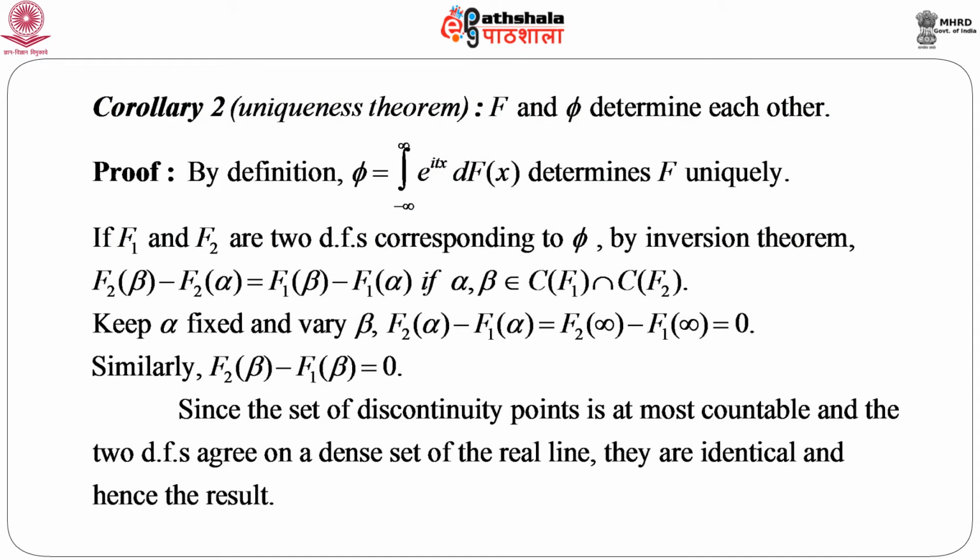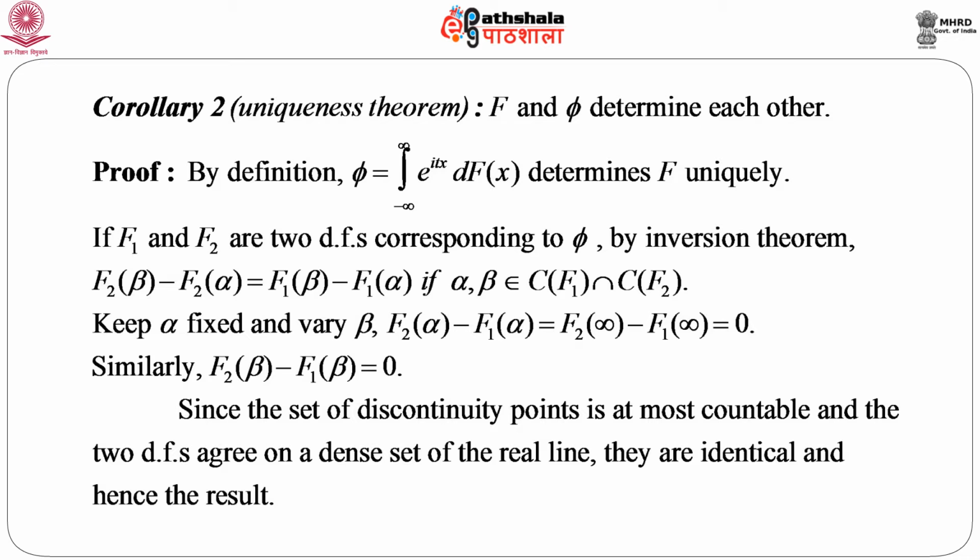Another corollary, although this is a corollary, sometimes can be stated as a uniqueness theorem. Basically, this says that f and phi determine each other. That means, whether phi determines f uniquely. So, by definition, phi equals the integral from minus infinity to infinity of e to the power i t x d f(x). Does this determine f uniquely? So, that is the question.